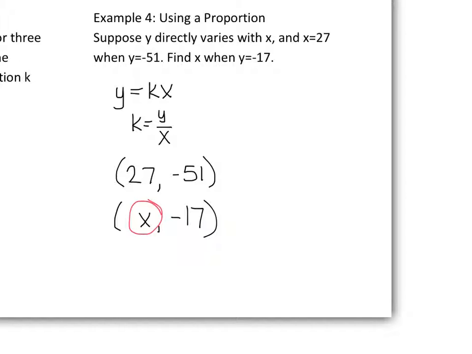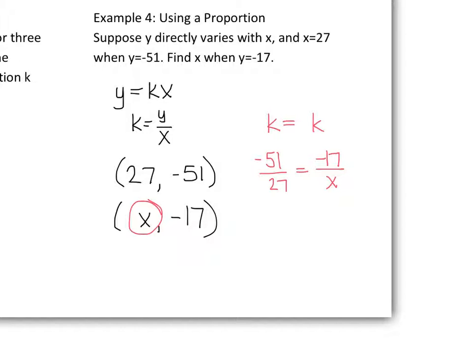Well, 27 over x equals negative 51 over 17. Yes, you can do that. You can do it several ways. I'm going to do where the k's equal each other, right? Because it's direct variation, so the k's have to match. So k is y over x. So negative 51 over 27 equals negative 17 over our x that we don't know.